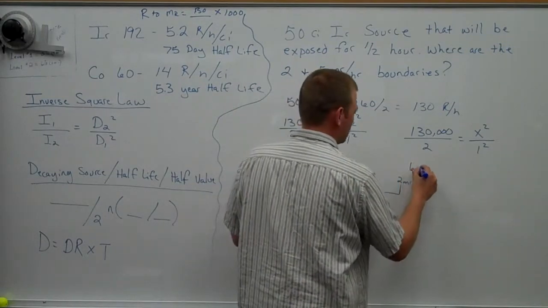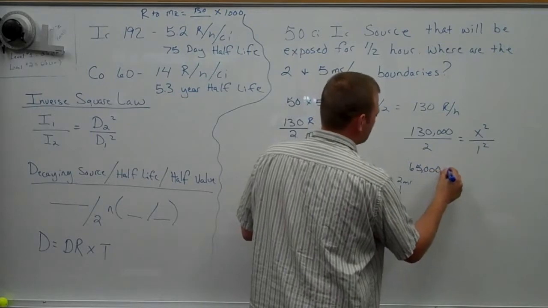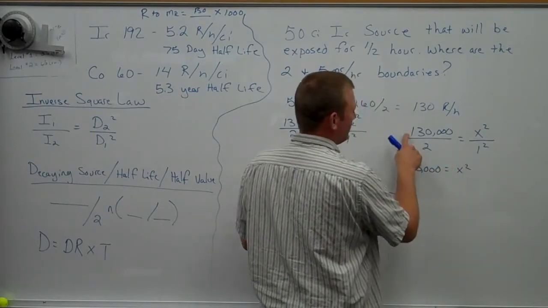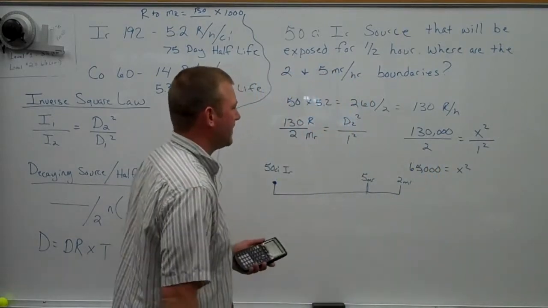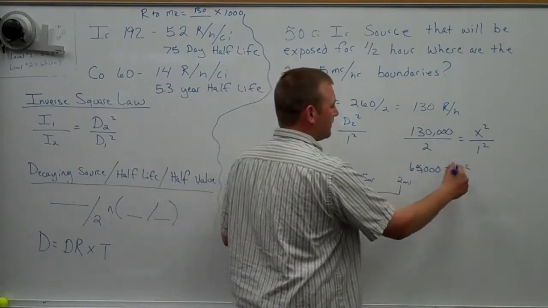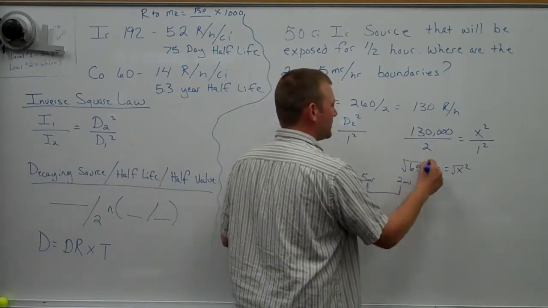65,000. And I did that just to do this, because we'd go 130,000 times 1 squared, it's itself, divided by 2, 65,000. Okay? We're left with an x squared. Algebra tells us if you do one thing to one side, you've got to do it to the other.